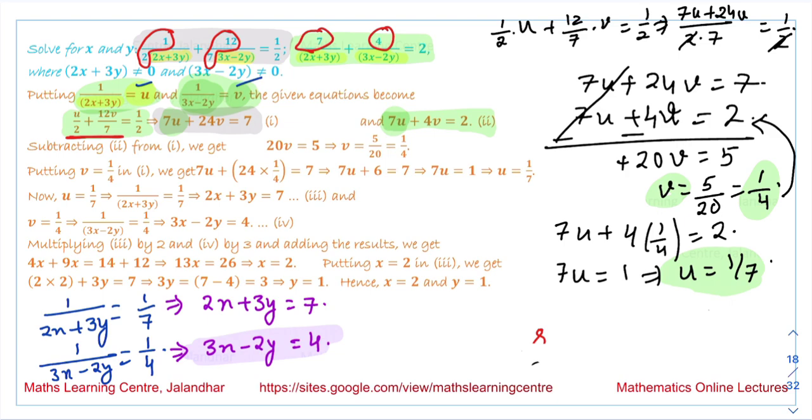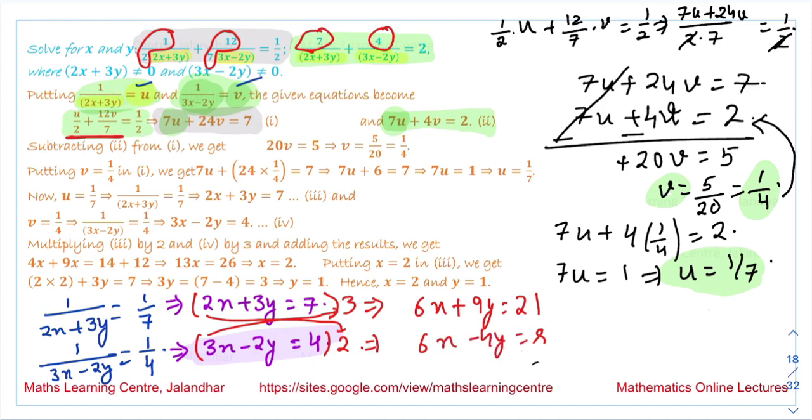Now making their coefficients the same, we are multiplying this equation with 3 and the other equation with the coefficient of x over here. So this equation becomes 6x plus 9y is equal to 21, and this equation becomes 6x minus 4y is equal to 8. When we solve both these equations, we subtract these values. What we get is 13y, that is 21 minus 8, which is equal to 13. So the value of y is equal to 1.